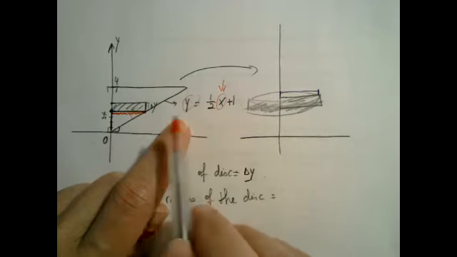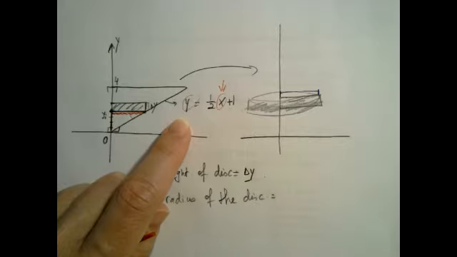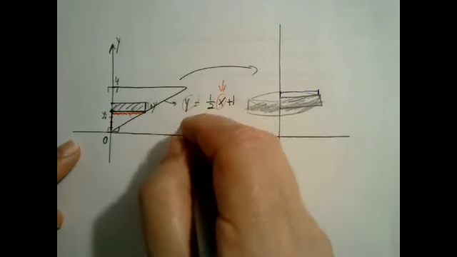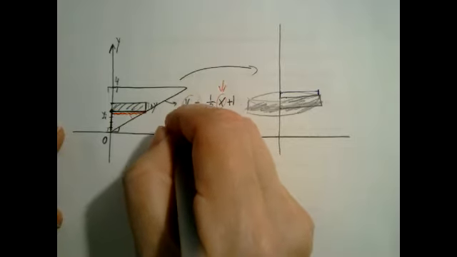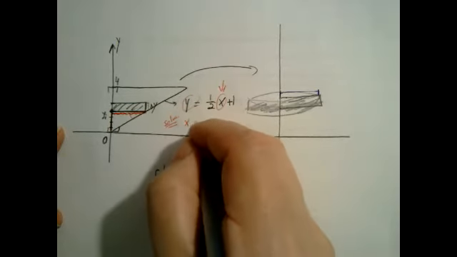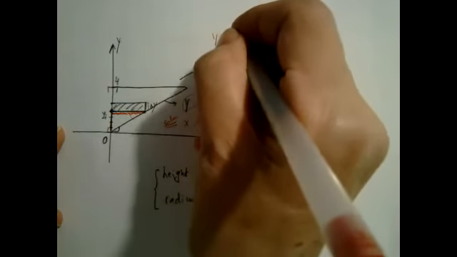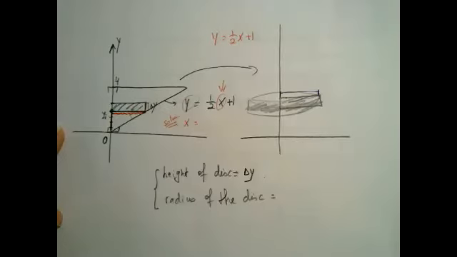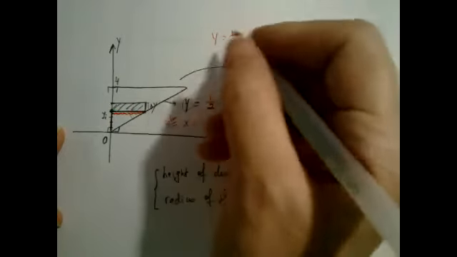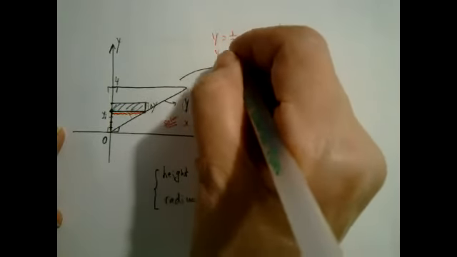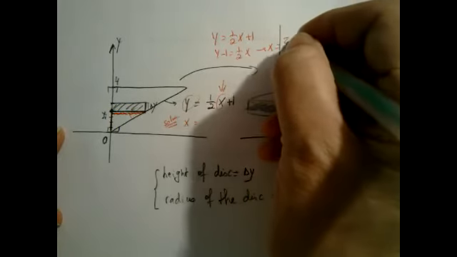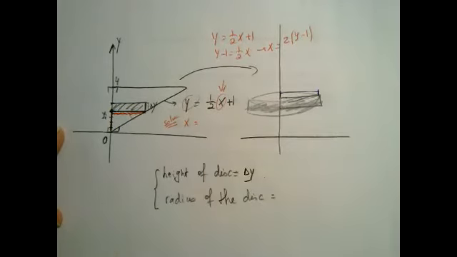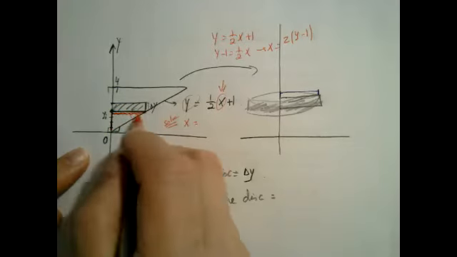Listen very carefully because it's new and we make mistakes at the beginning. We have to solve for x. So if we do the math, y equal a half x plus 1. If I subtract 1, y minus 1 equal a half x, so x is 2 times y minus 1, because that's the radius, it's the x distance.